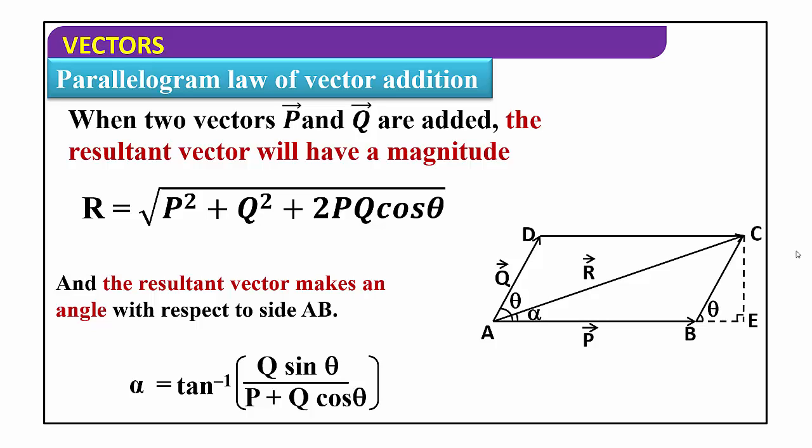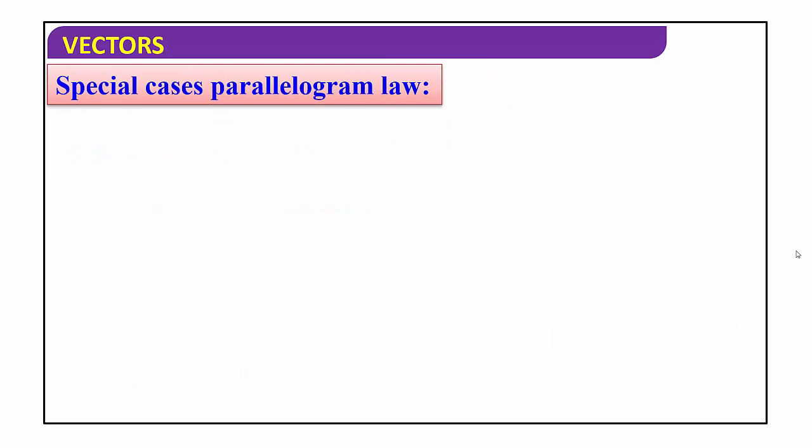Similarly, the resultant vector that makes an angle with respect to the side AB, that is alpha, which gives direction. The direction of the resultant vector is given by the expression alpha equal to tan inverse of Q sin theta divided by P plus Q cos theta. These two equations are very important. This derivation carries 5 marks and using these two equations now we can study some special cases. Yes, special cases for parallelogram law.